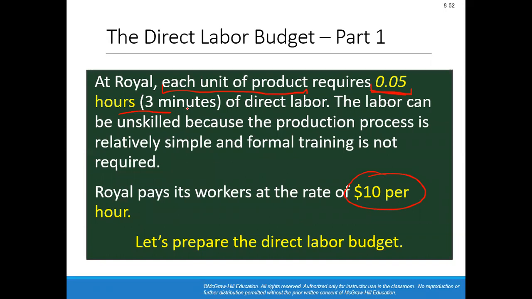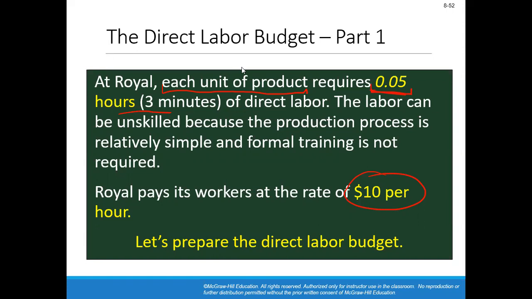Should we come up with the sales number, or should we come up with some production units? Which one? Units of sales or units of production? Obviously units of production, right?